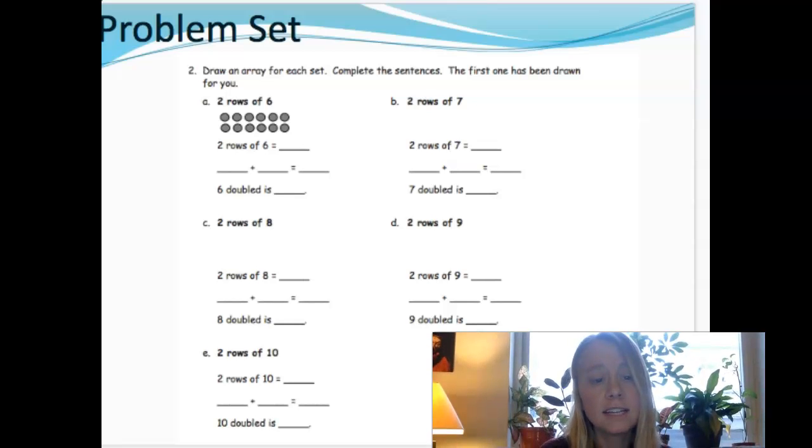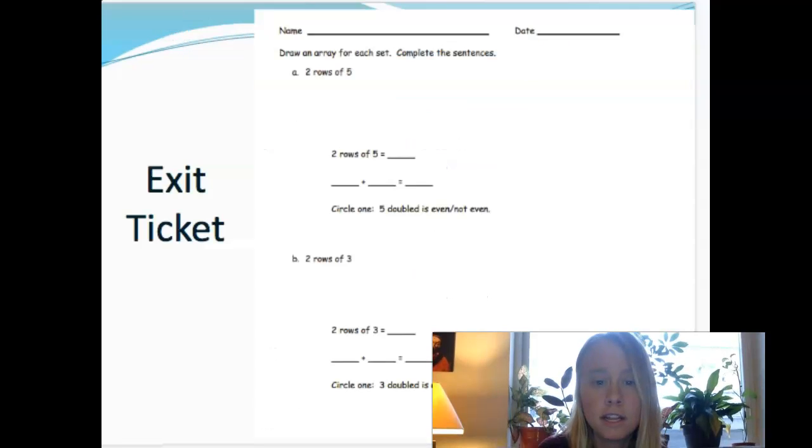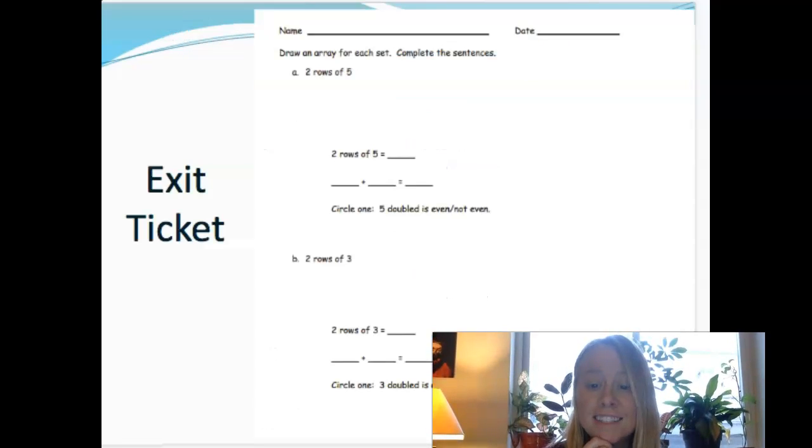And your exit ticket is next. That's pretty much exactly the same as number 2 on your problem set. So if you can do the second page on your problem set, you'll have no problem on your exit ticket. There you go. There's your exit ticket. It's asking you to show 2 rows of 5 in an array and complete the work below, and then 2 rows of 3 in an array and complete the work below. I'm going to connect your problem set and your exit ticket all to your math work today. You guys got this. Good luck.